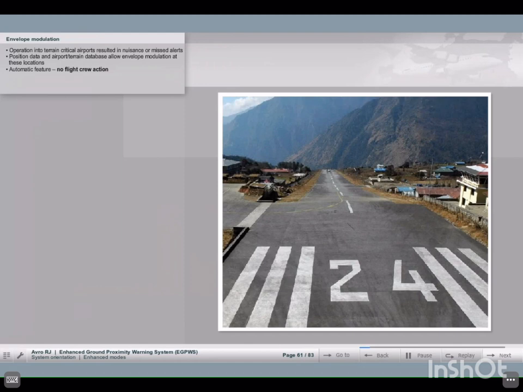Due to terrain features at or near certain specific airports around the world, normal operations have resulted in nuisance or missed alerts at these locations in the past. With the introduction of accurate position information and a terrain and airport database, EGPWS is able to modulate the normal alerting envelopes to compensate for the condition at these key locations. This feature is automatic and requires no flight crew action.